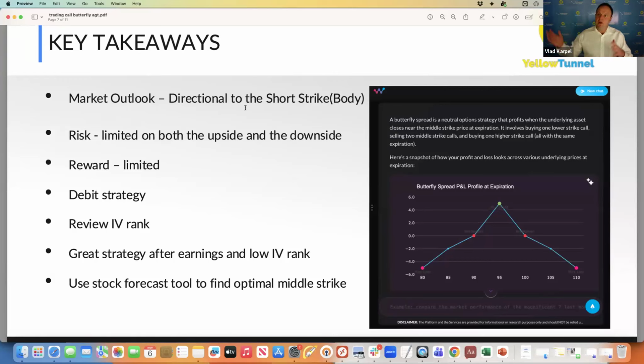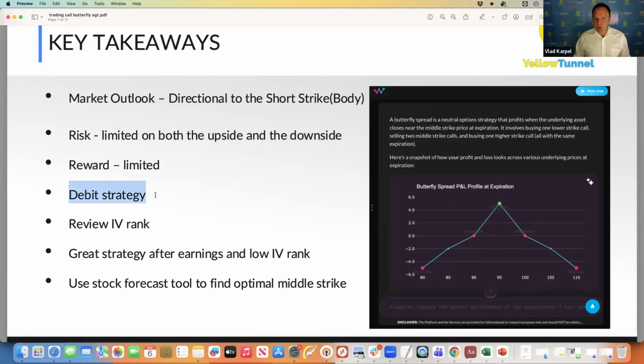Or if you have a bullish or bearish bias, then you would move the short strike to where you think it will gravitate. And usually you would look at the highest open interest, right? If the stock has moved to the upside, you find the strike price within the expected move that has the highest interest. Again, risk is limited on both upside and downside. Usually you structure your trade where there's a lot more upside than downside.